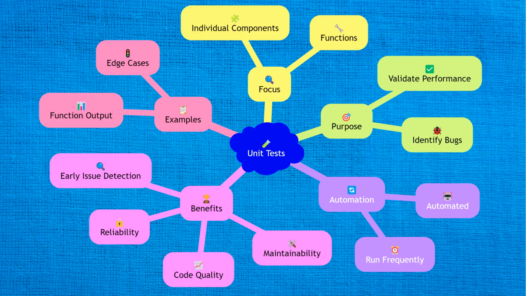Unit tests focus on individual components or functions within the codebase. These tests are designed to validate that each unit of the software performs as expected. Unit tests are typically automated and run frequently to catch issues early. They are essential for ensuring code quality, as they help identify bugs at the smallest level of the application. By writing comprehensive unit tests, developers can ensure that their code is reliable, maintainable, and free of defects.